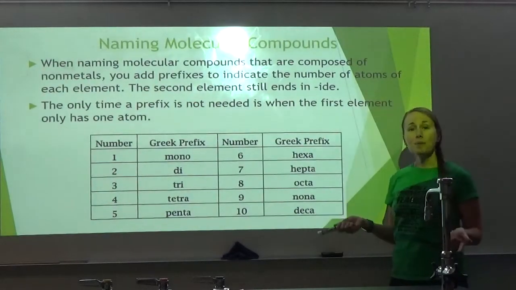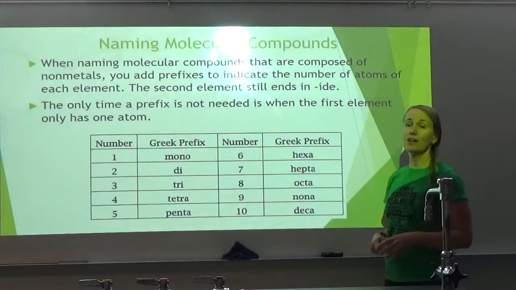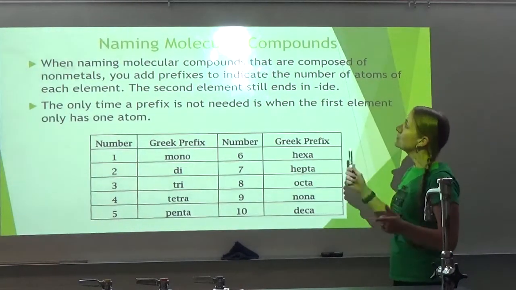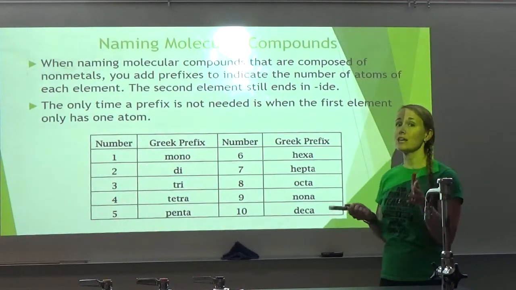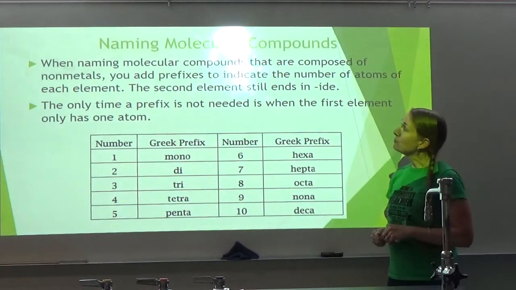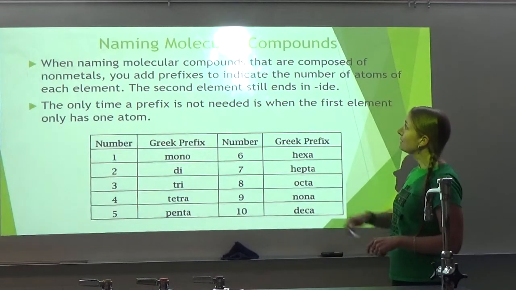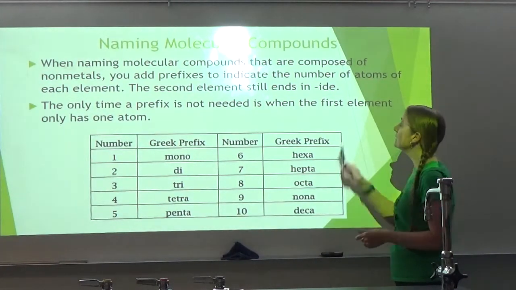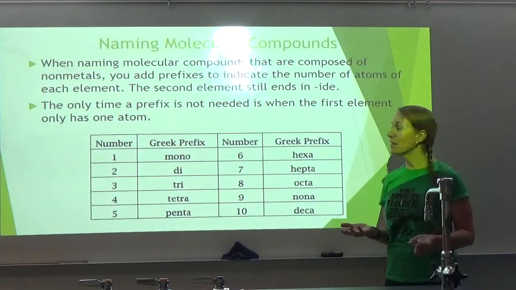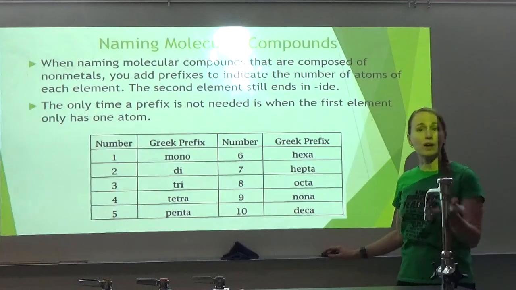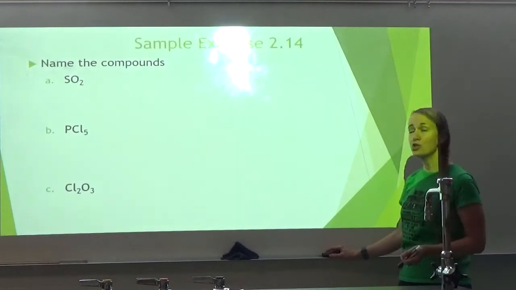All right, so naming molecular compounds. This is the one y'all liked the most, where you get to use the prefixes. So when naming molecular compounds that are composed of only nonmetals, that's how you know you're doing that, you add prefixes to indicate the number of atoms of each element. The second element still ends in "-ide." The only time a prefix is not needed is if the first element only has 1 atom. And this is just a reminder of what the prefixes 1 through 10 are. We're not going to go back over them because you should know them.